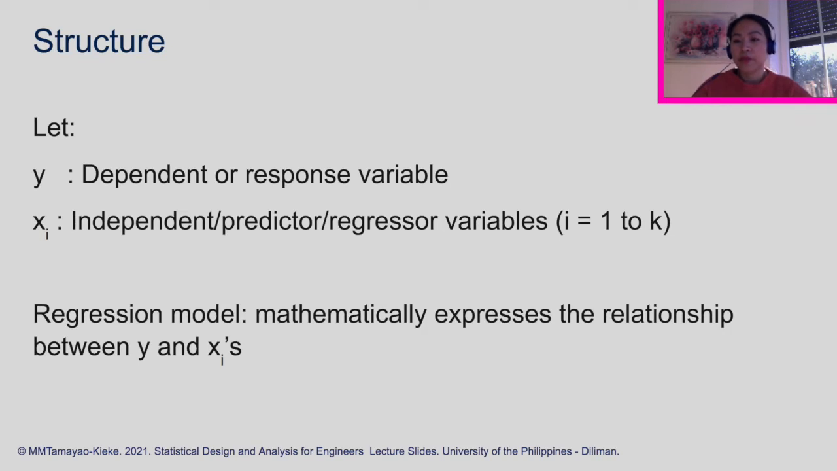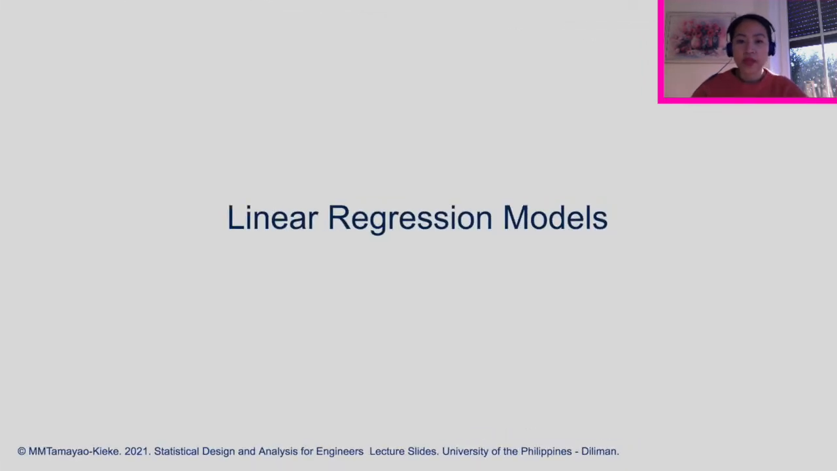Okay, so now in regression analysis, we would like to see how a dependent or response variable y relates to what we call the independent or predictor or regressor variables x sub i. So the regression model mathematically expresses the relationship between your response variable or your dependent variable y and your independent variables x sub i's from i equals 1 to k. Now in this course, we're going to focus on linear regression models.